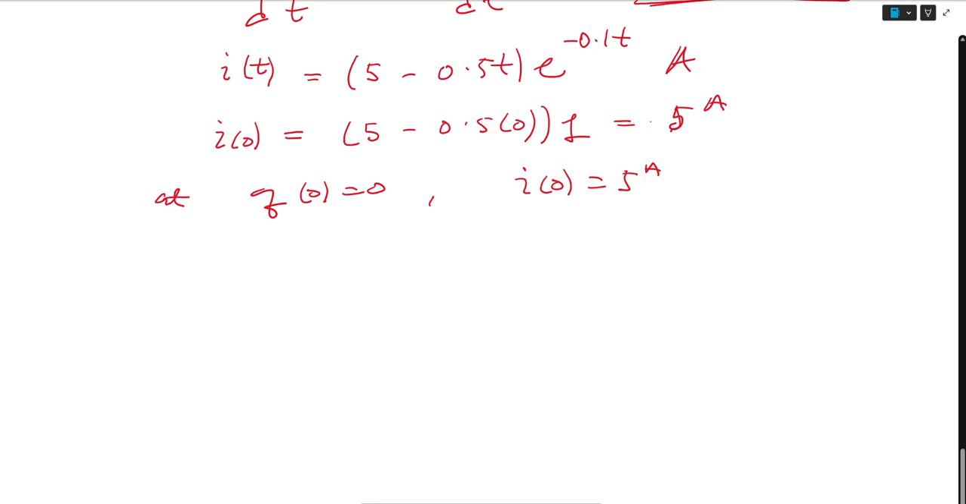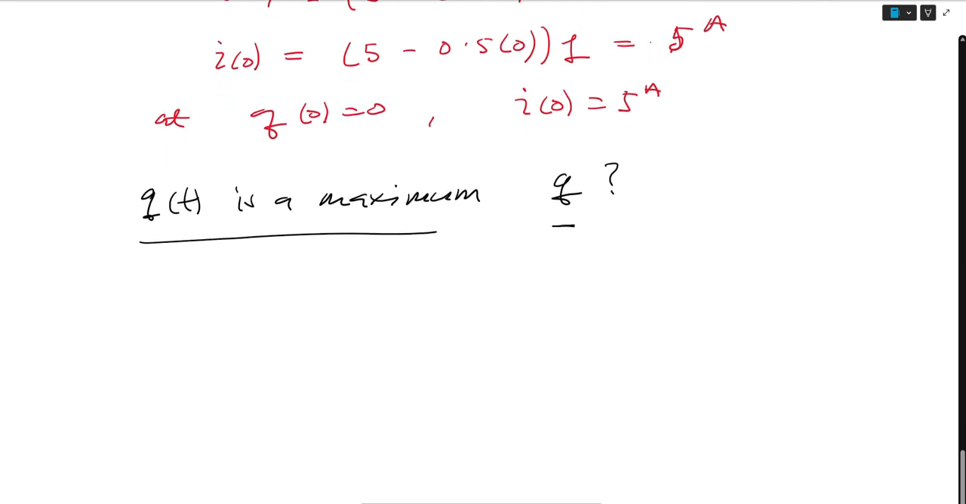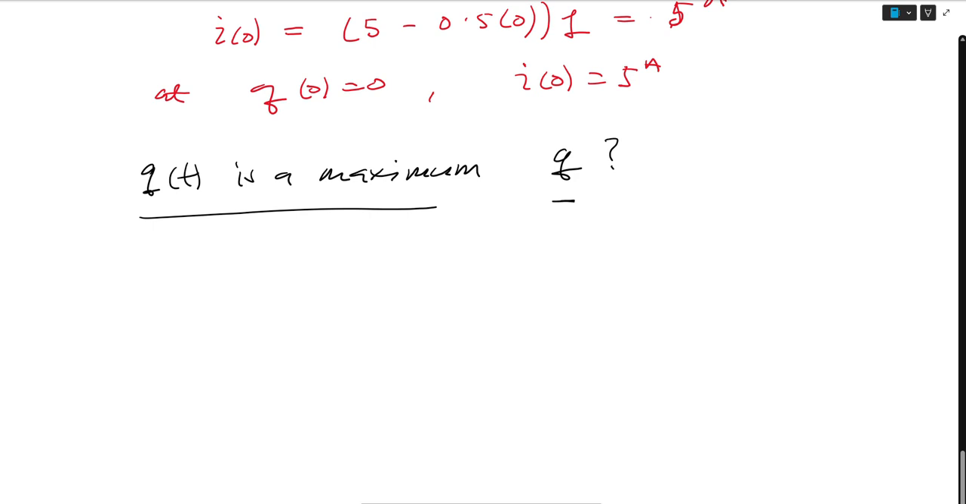Next, the question asks us to determine the instant at which q of t is a maximum and the corresponding value of q of t. So find the instant where q of t is a maximum and the corresponding value of q. So maybe pause the video and see if you can figure that out. But now I'll try and show you how to solve it.